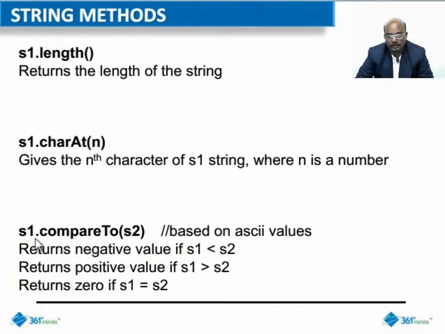And when s1 is compared with s2, the ASCII values of s1 are compared with the ASCII values of s2. This is what the compareTo method does. It compares the ASCII values, and if the value of the first string is lesser than the second string, then it returns a negative value. It returns a positive value if the value of s1 is greater than s2, and it returns 0 if s1 is equal to s2, which means it will just check the ASCII values of the characters and give the value either as negative, positive, or 0.